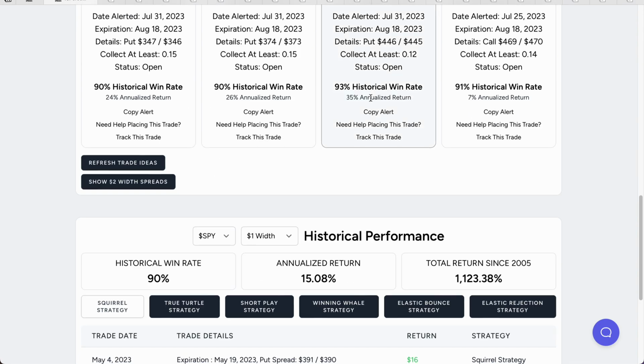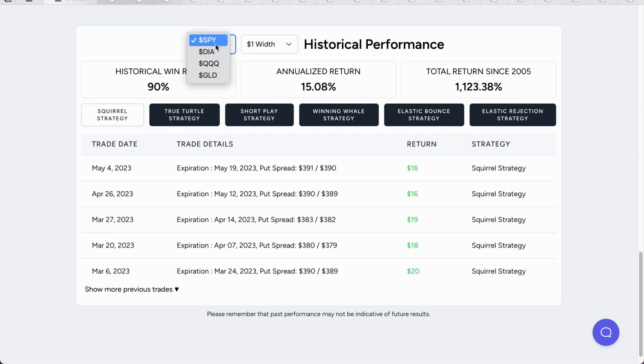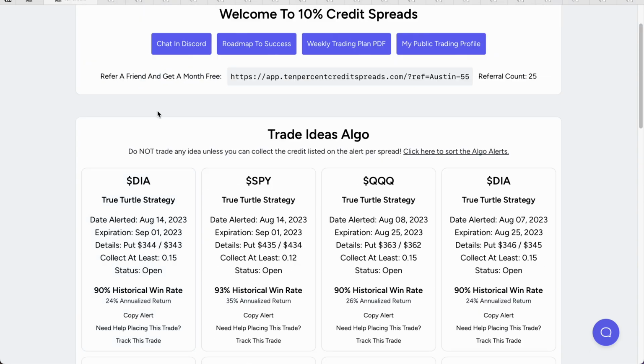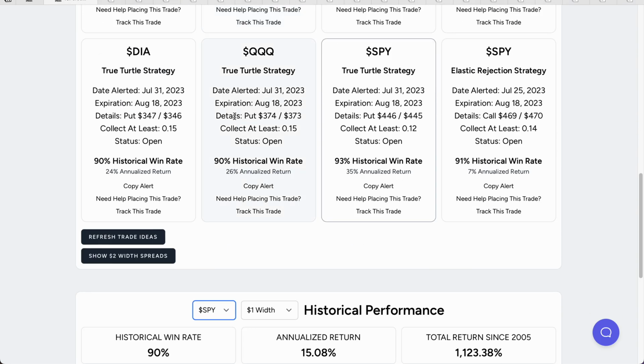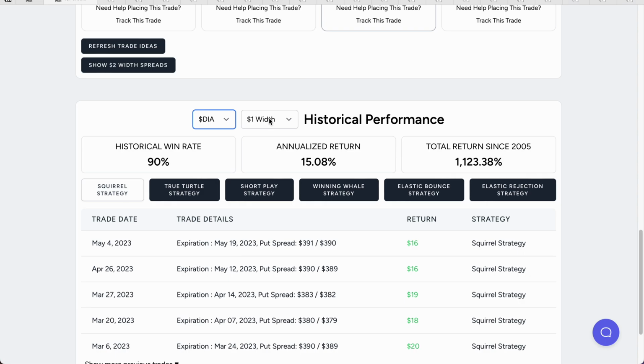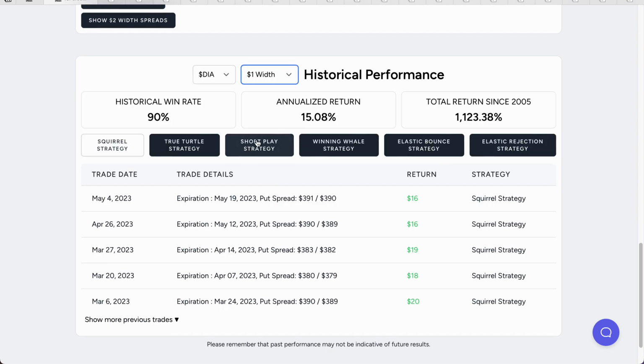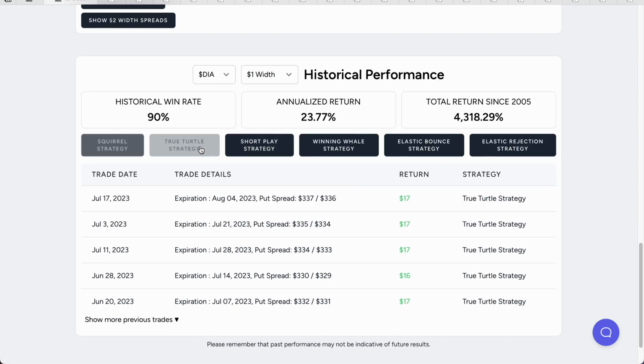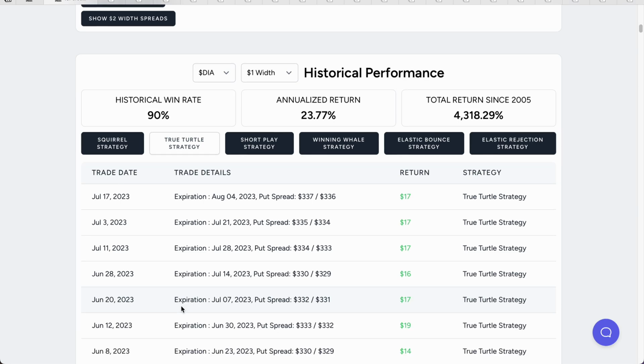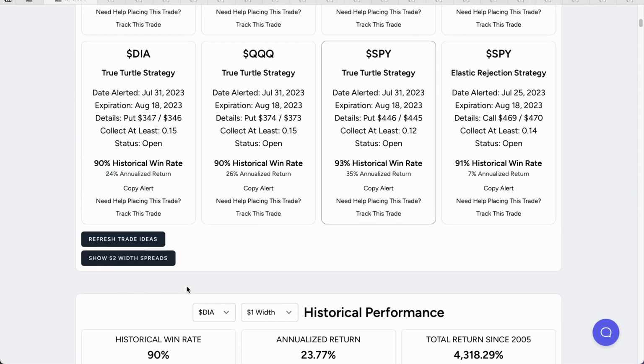Now again, if you want to see a historical backtest, you can see all that here for all the main ETFs that we trade. You can see here, for instance, right here, DIA, True Total Strategy. Again, we can go to DIA. We can go to $1 with, and we can change it to the True Total Strategy. And you can see here a 90% win rate, a 23% annualized return, and you can look at the historical backtest. When did it fail? So you have confidence in this system.